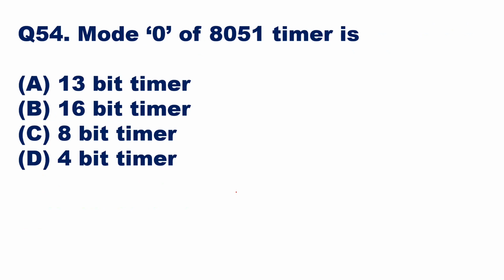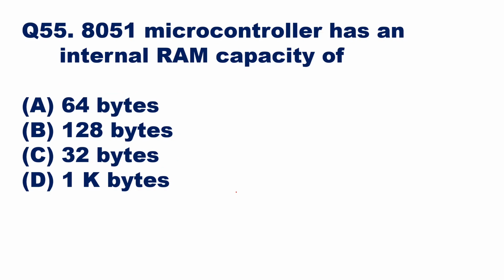Mode 0 of 8051 timer is: options are 13-bit timer, 16-bit timer, 8-bit timer or 4-bit timer. If you remember mode 0 when we studied the 8051, it was a 8-bit timer. So mode 0 is a 8-bit timer. So option C, 8-bit timer, is the right answer. Then we'll go to the next question.